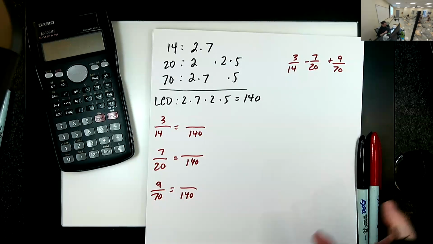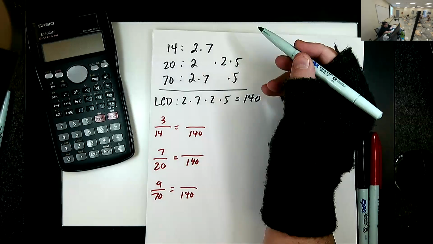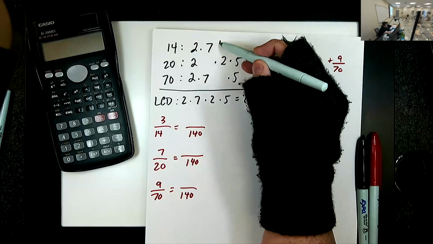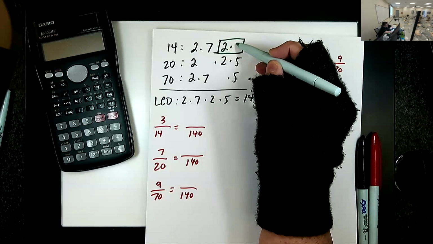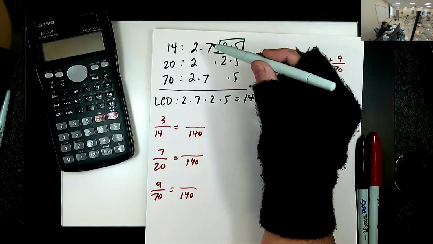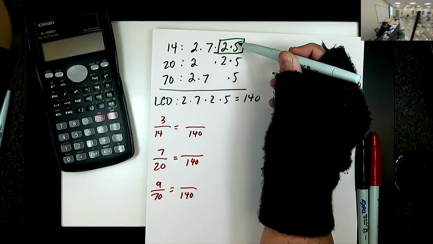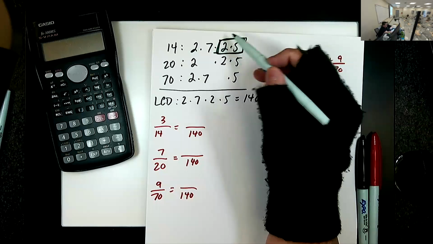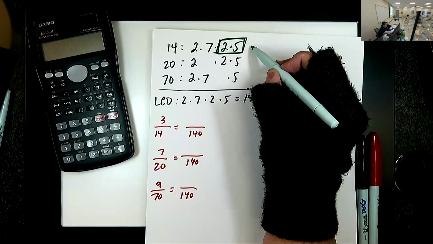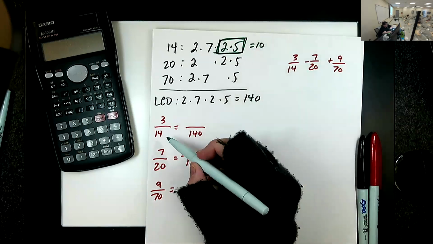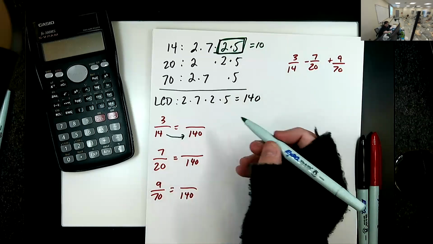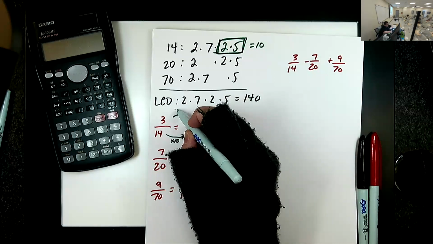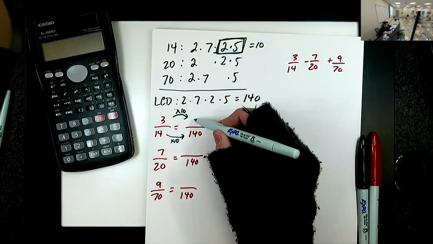So, how do I go from 14 to 140? Well, I want this 14 to have 140. It's missing some numbers. It's missing those two numbers. If I had 2 times 7 times 2 times 5, I would have that LCD. So the gap shows me what I need to grab and multiply by. 2 times 5 is 10, which means as I went from 14 to 140, I multiplied by 10. I need to do the same thing on the top, multiply by 10. 3 times 10 is 30.